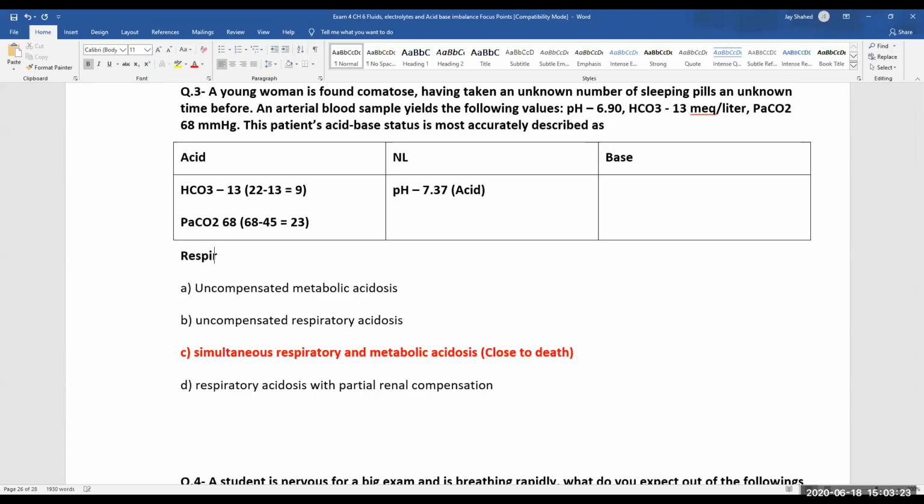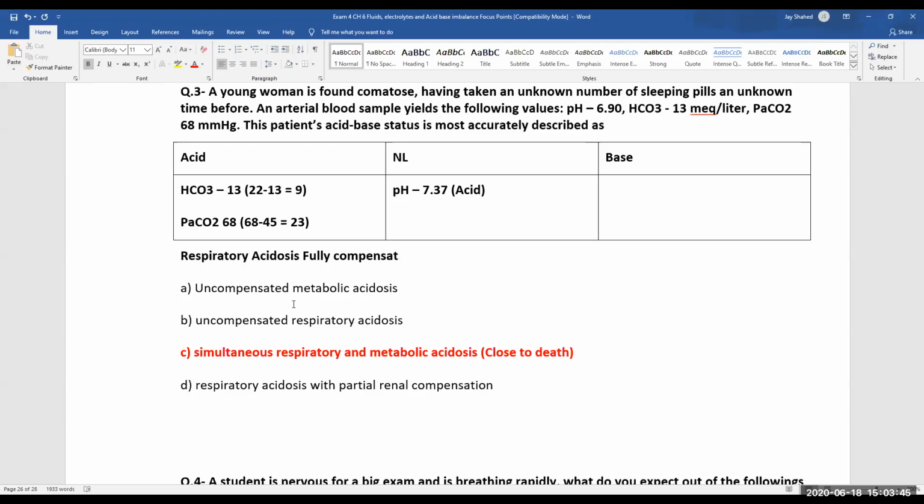Respiratory acidosis. I say fully compensated because the pH is still within the normal range. It's moving towards acidic, but it's still within normal values. I think it's partial compensation. Is it partial or is it fully? I think fully, because I'm saying it was normal.